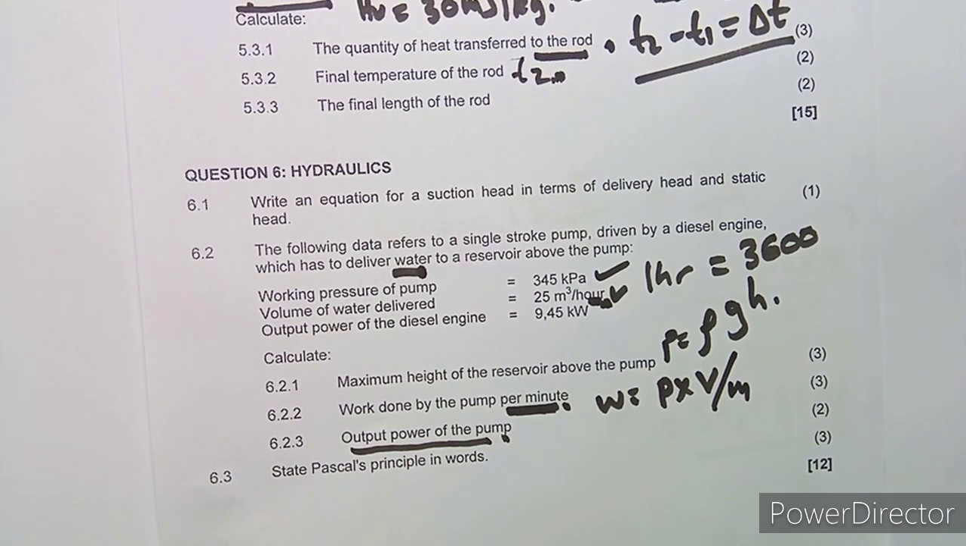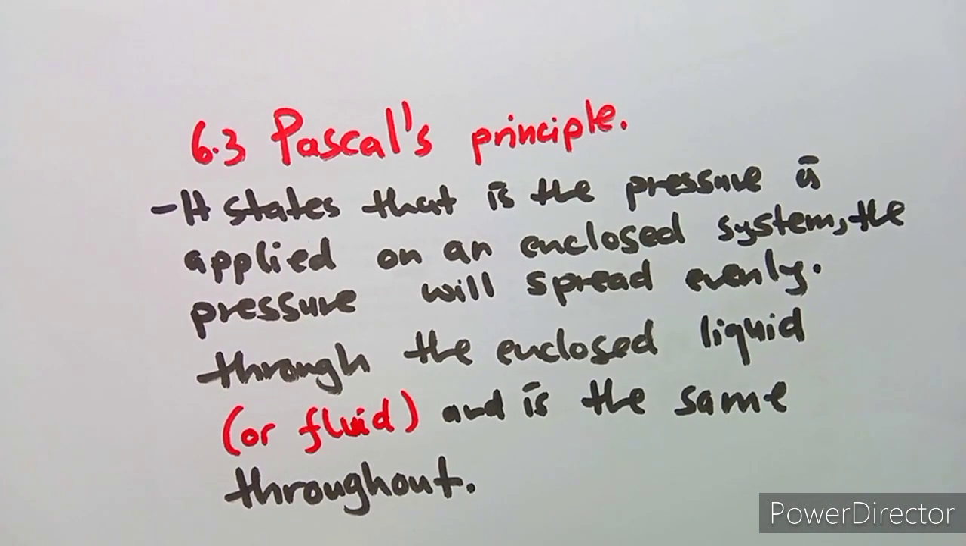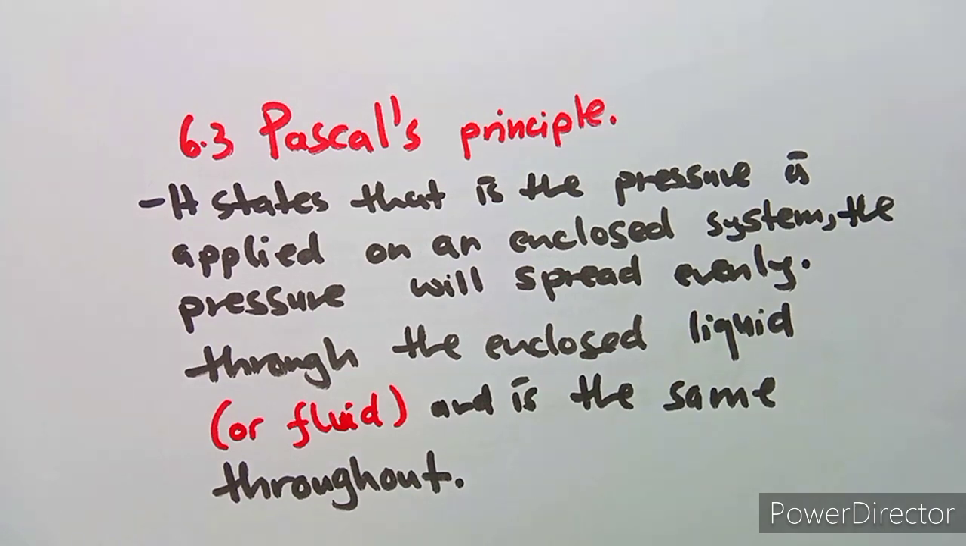Then state Pascal's principle in words. What do we have on Pascal? Okay, so this is what we have, guys. On Pascal, this diagram is going to be clear, I mean, the illustration. So it states that the pressure that is applied on an enclosed system, that pressure will be spread evenly through the enclosed liquid. So it can be a liquid or it can be a fluid actually, and the same throughout. That is what we have.